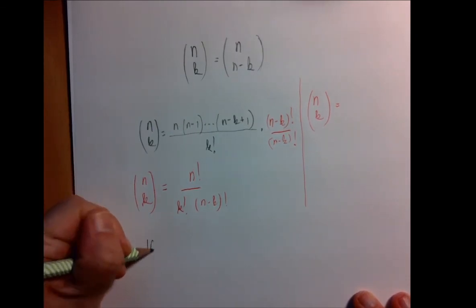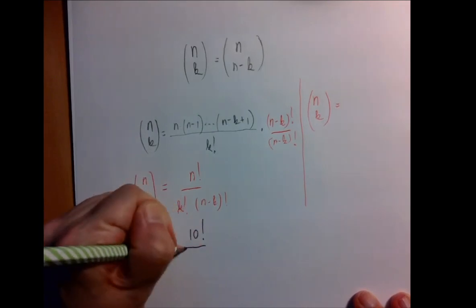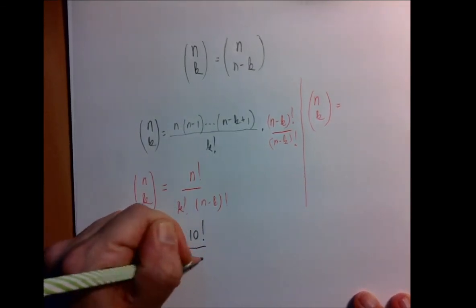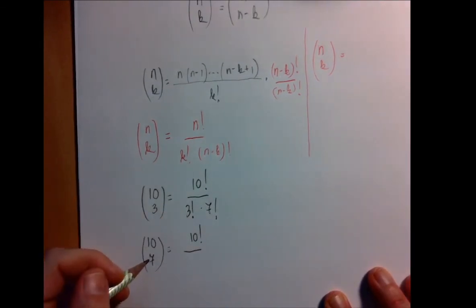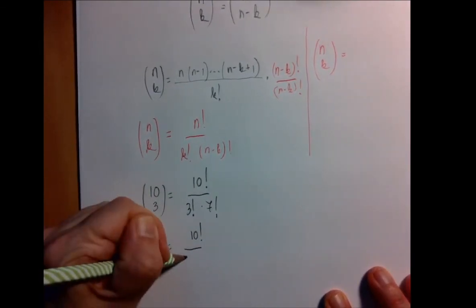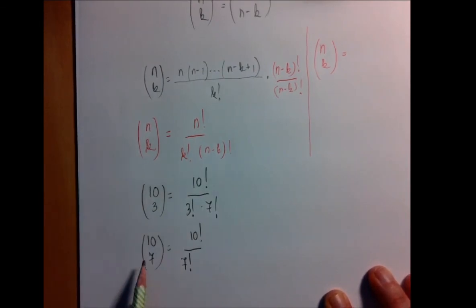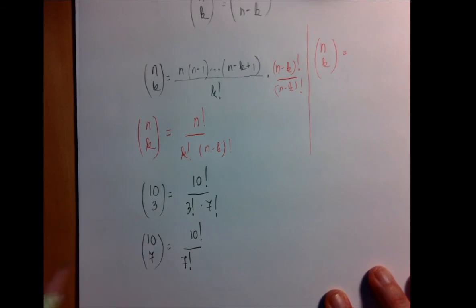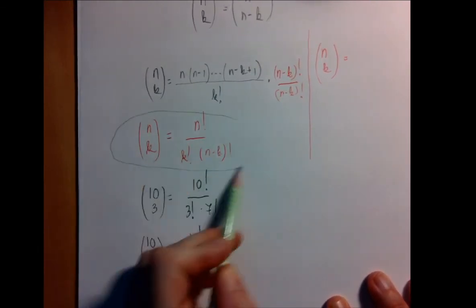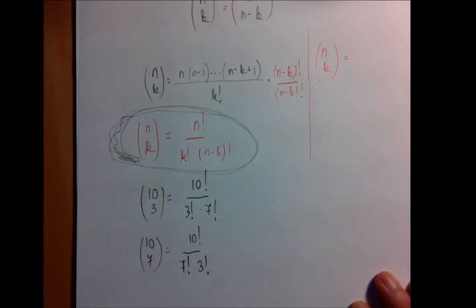Let's look at 10 choose 3. It's 10 factorial divided by 3 factorial times 7 factorial. 10 choose 7 would be, well, now k is 7, so instead of 3 factorial, we have 7 factorial. But instead of 7 factorial, which is 10 minus 3, now we have 10 minus 7, which is 3 factorial. So from the symmetry of the formula, it's almost trivially true that these two should be the same.